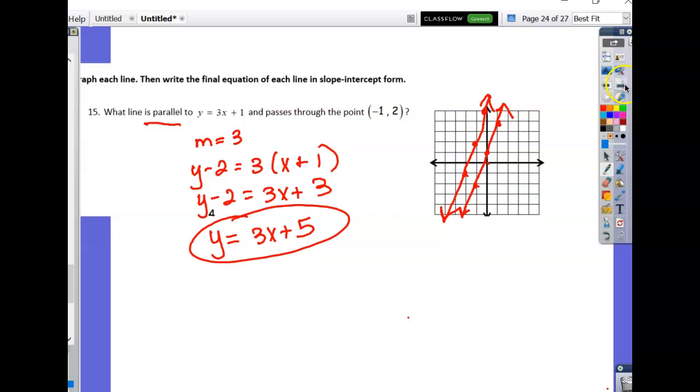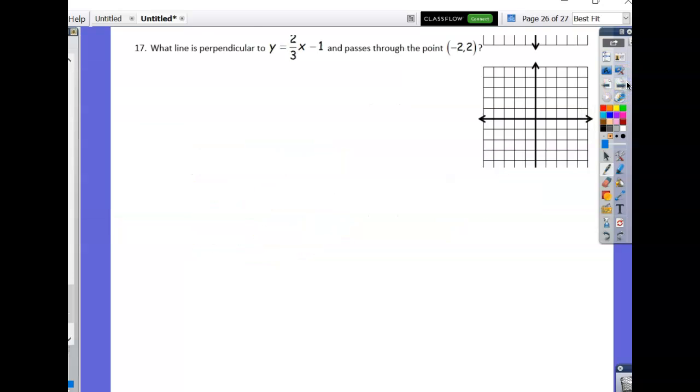But I am going to do number 17 with you right now because it's an example where they are perpendicular. So what line is perpendicular to y equals 2/3 x minus 1? Here our slope is 2/3, so our perpendicular slope is going to be negative 3/2. We take the negative reciprocal. We're going to go back and graph this first one. 2/3 x minus 1, we start at the y-intercept of negative 1, and rise 2, run 3. We're off the graph, that's okay. Go down 2 over 3. So there's the graph of the first line.